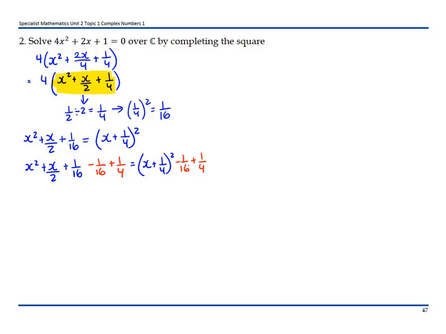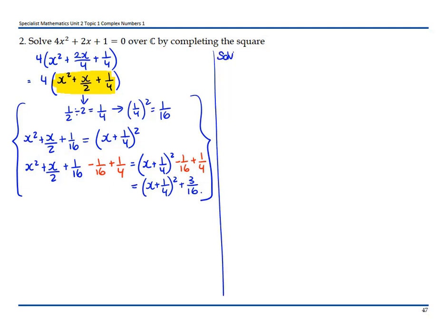Okay, if you struggle with completing the square, you're probably better off practicing it on its own without worrying about complex numbers. Anyway, so this becomes x plus 1 over 4 all squared plus 3 over 16. Okay, so that's more as my interlude to complete the square. Okay, so let's continue.